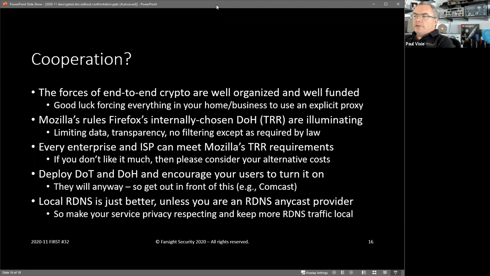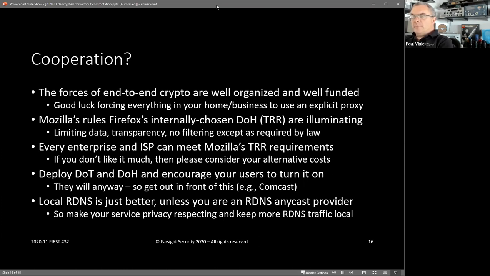And one thing you probably are not going to win at is making an explicit proxy and making everybody use it. I might be able to achieve that in my company, but I probably cannot achieve that with all the IoT gizmos in my house. So I'm going to have to do something. And one thing you can do is look at Mozilla's trusted recursive resolver rules.